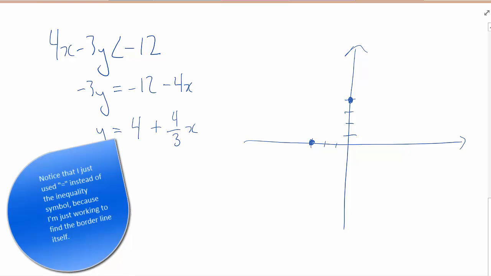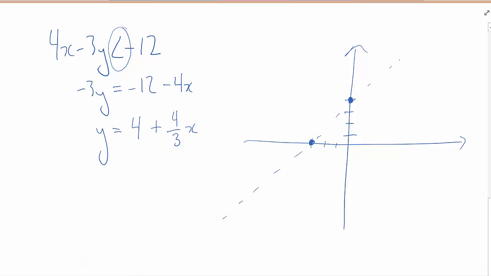Before I draw it, check the original inequality. It was just less than, so this will be a dotted line running through those 2 points, or a broken line. Now, we'll take a test point and test it in the original inequality. Let's use (0, 0). Testing that in the original inequality gives me 4 times 0 minus 3 times 0 less than negative 12. Is 0 less than negative 12? No, 0 is not less than negative 12. 0 is greater than negative 12.